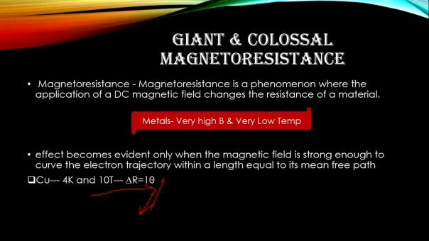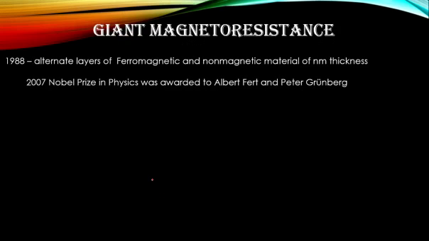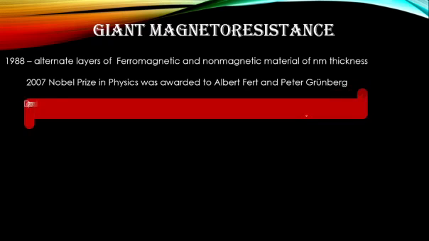So metals didn't gain any research interest till 1988. What is the reason for that? Metals require a very high magnetic field and very low temperature to show the magnetoresistance effect. In 1988, the situation changed. Alternate layers of ferromagnetic and non-magnetic materials of nanometer thickness were constructed, for which Albert Fert and Peter Grunberg received Nobel Prizes in 2007.